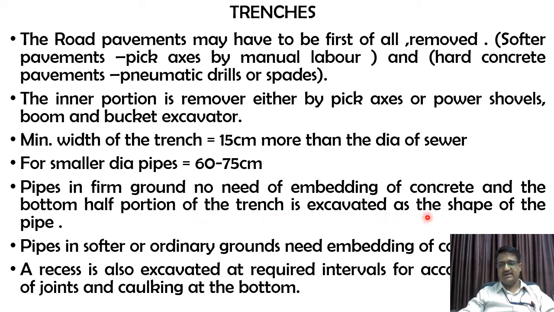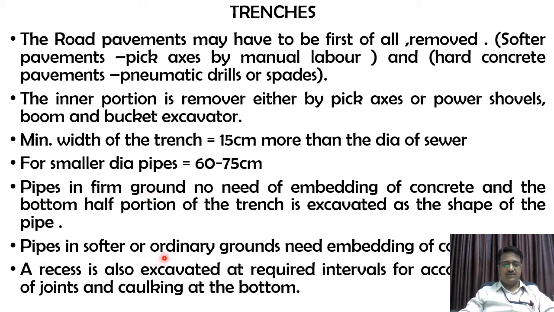Pipes in firm ground need no embedding of concrete, and the bottom half portion of the trench is excavated to the shape of the pipe. Where the ground has more strength, that is, bearing capacity, there is no need of embedding concrete, and the bottom half of the trench is excavated as the shape of the pipe itself. So instead of putting one more layer, such as casting in situ, this will be helpful.